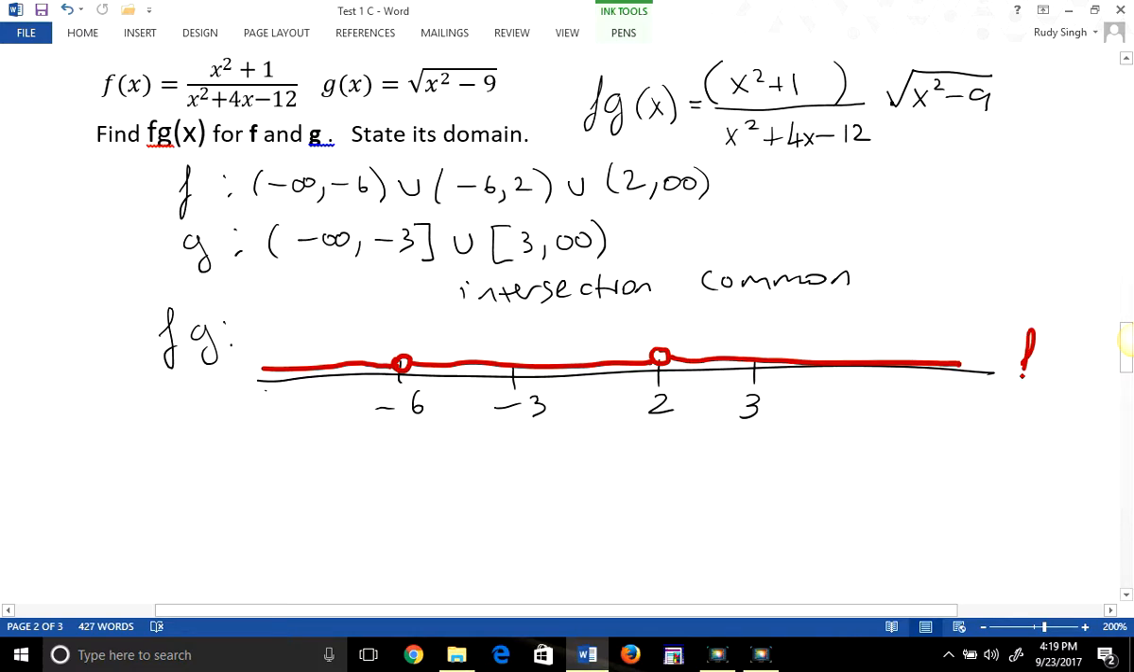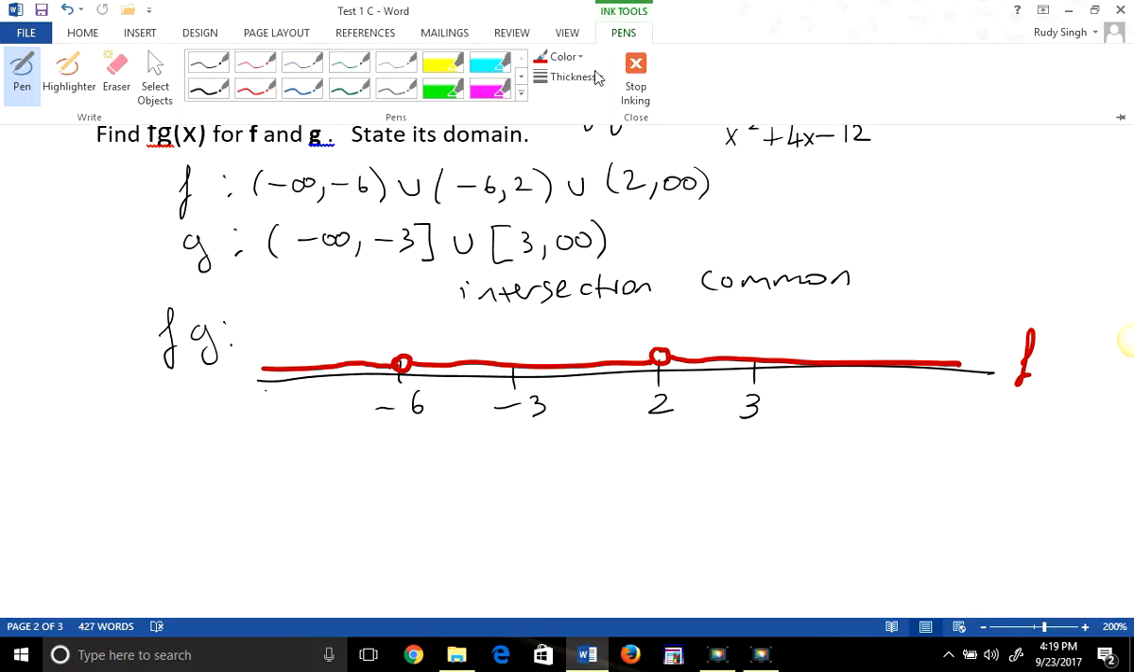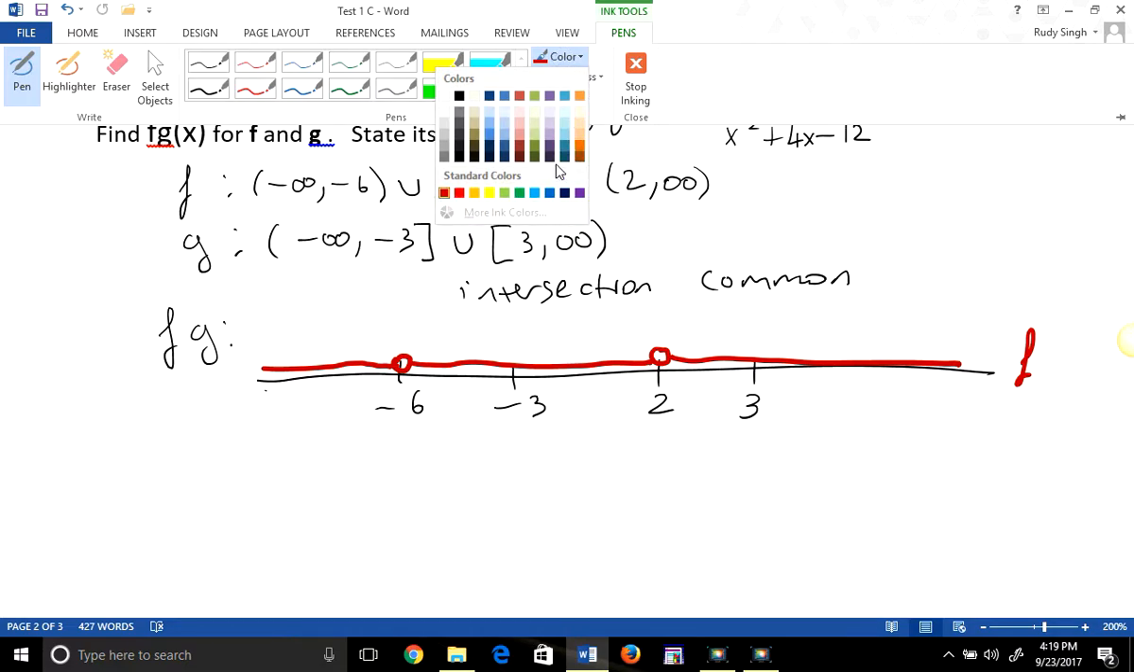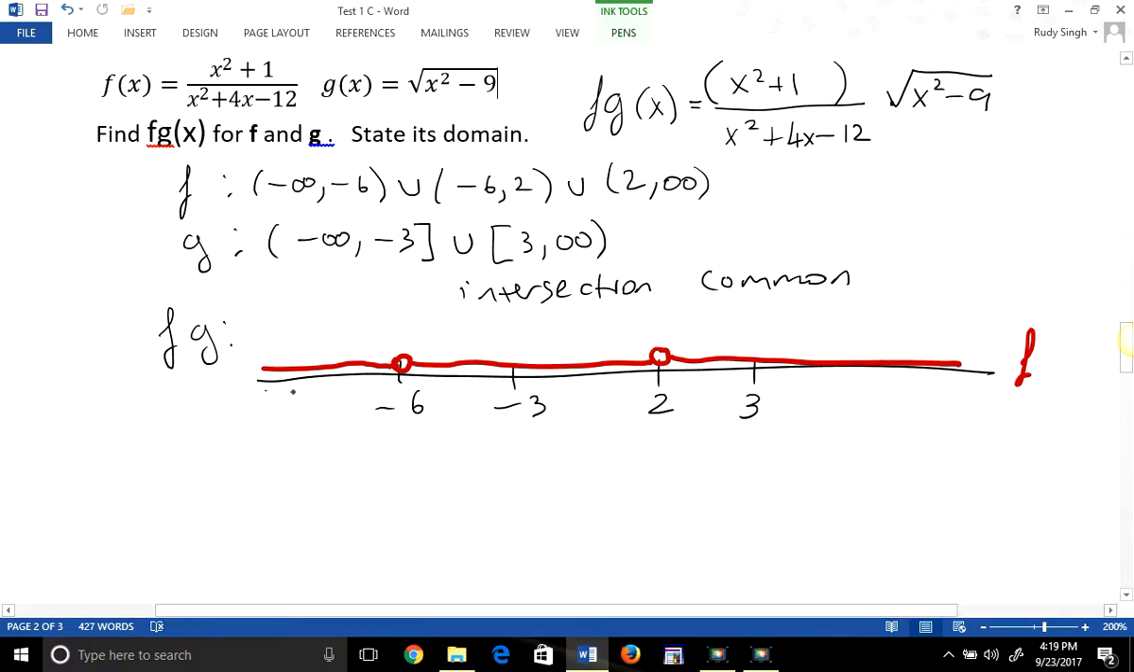So that's f. And g, let's do g a different color, maybe a green, so I'll put g on top of it. G says negative infinity to negative 3, and you can include it, and then from 3 to infinity, like that. So what do they have in common?